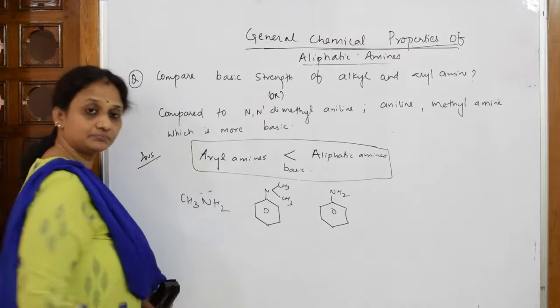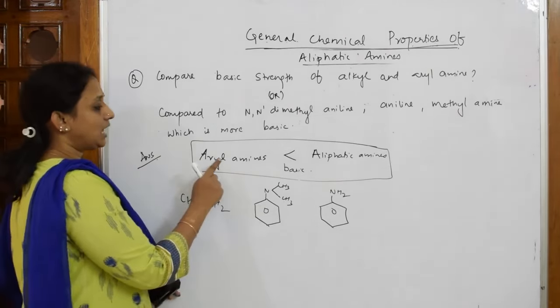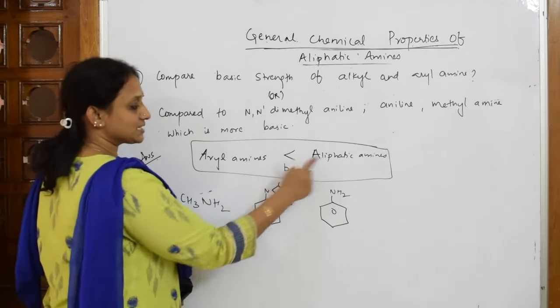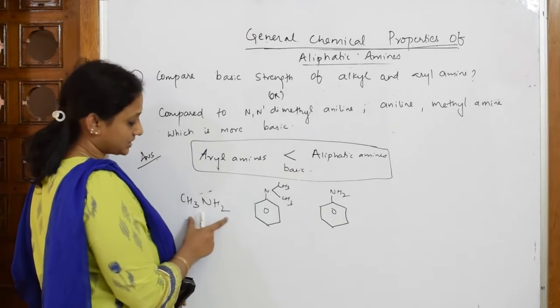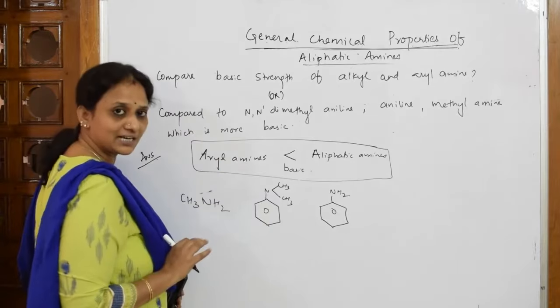This is methylamine. Done? Yes. So now they're asking us which is more basic. Now what is this concept? Aryl amines are less basic than aliphatic amines. This is aliphatic amine. These are aryl amines with benzene ring. Whenever you see benzene ring, these are aryl amines, isn't it?